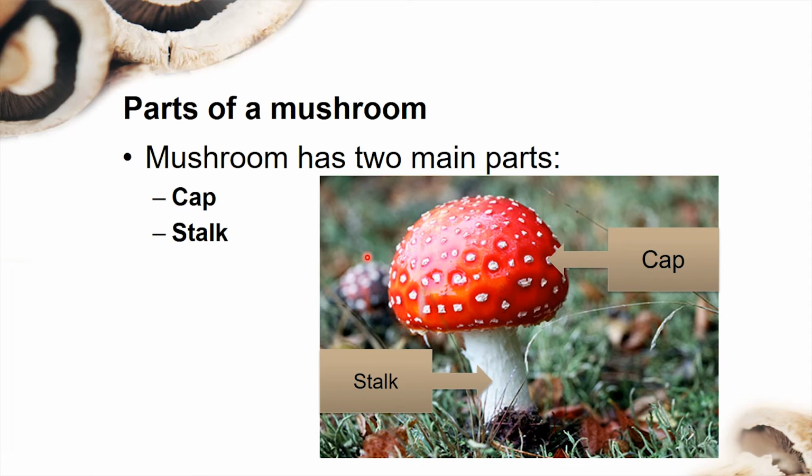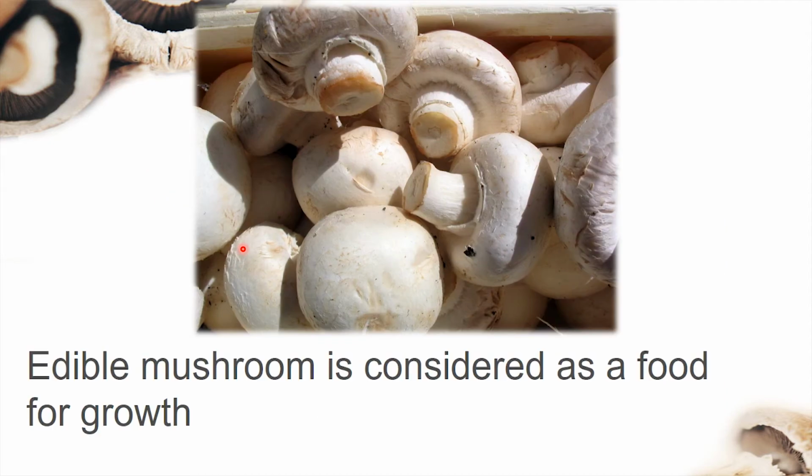What are the parts of a mushroom? Mushroom has two main parts. The cap, it is like a cap, and the stalk. The stalk is the stem of the mushroom. So, cap and stalk. Edible mushroom is the mushroom that we can eat, and we consider it as a food for growth. The edible mushroom is very useful for growth.